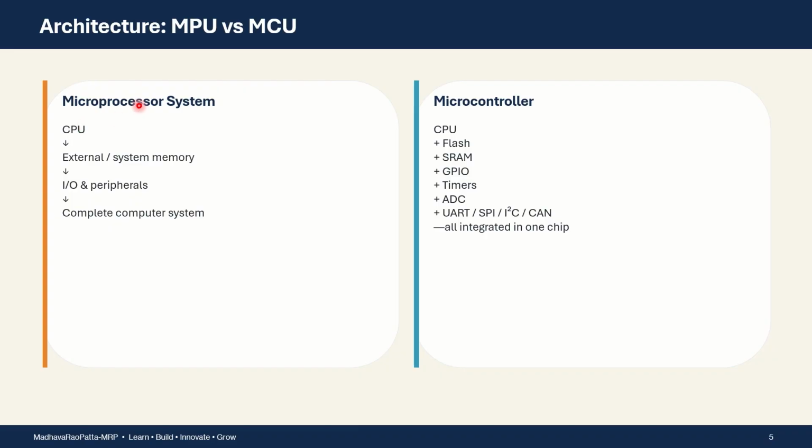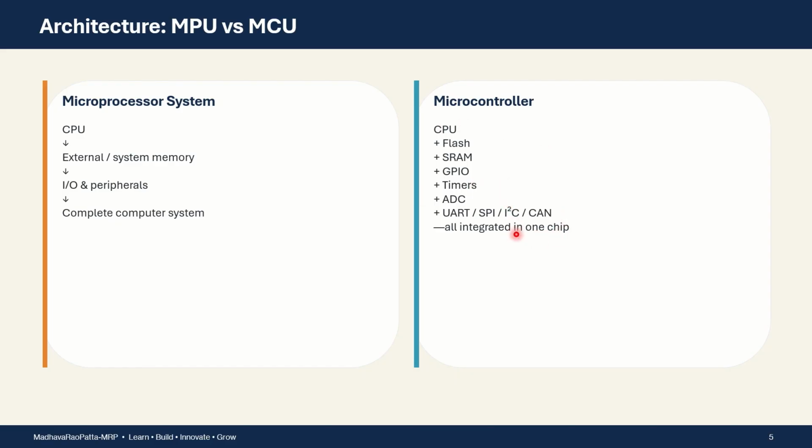See the difference: in the microprocessor, the CPU will be there. To the CPU, we connect external or system memory and I/O peripherals to make a complete computer system. These are connected externally. The arrow means we connect externally. Then, coming to the microcontroller, the CPU will be there plus flash, RAM, SRAM, GPIO, timers, ADC, UART, SPI, I2C, CAN, all integrated on one single chip.